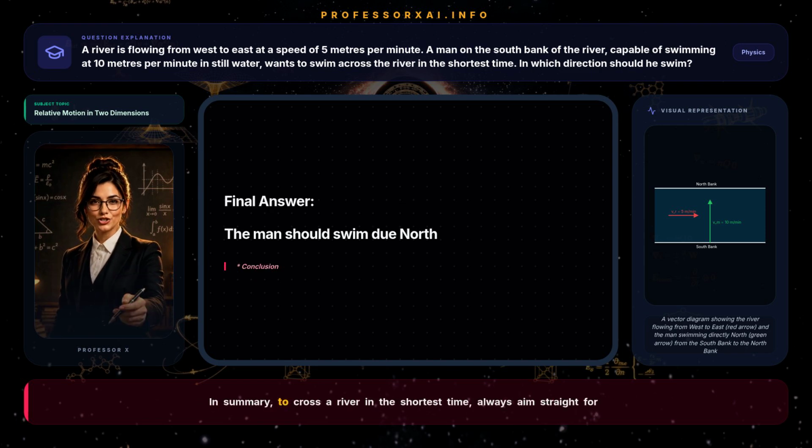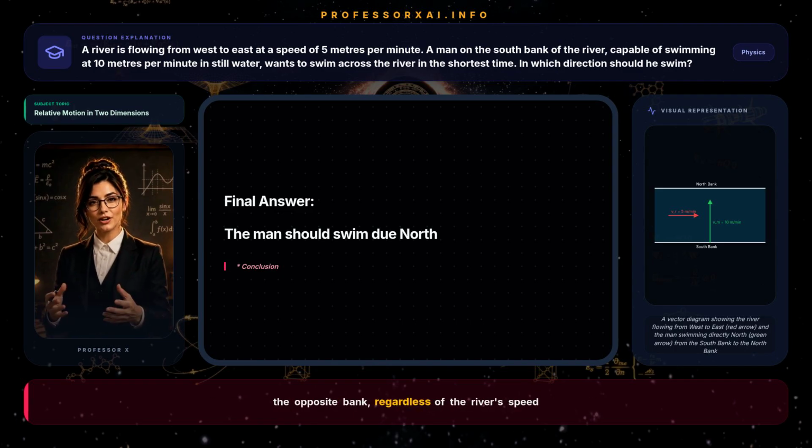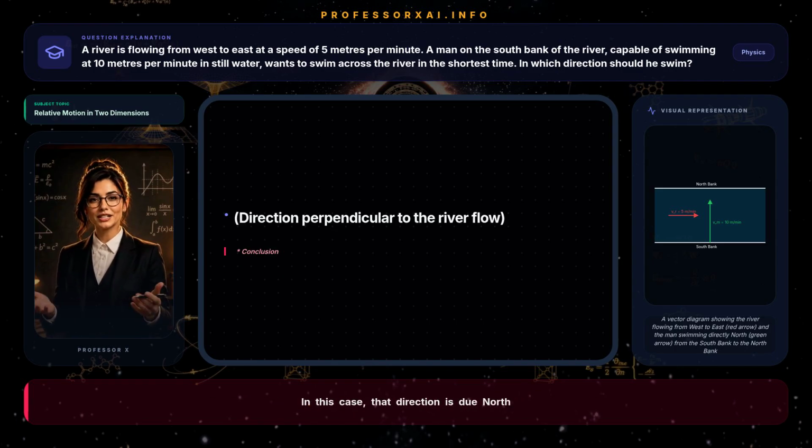In summary, to cross a river in the shortest time, always aim straight for the opposite bank regardless of the river's speed. In this case, that direction is due north.